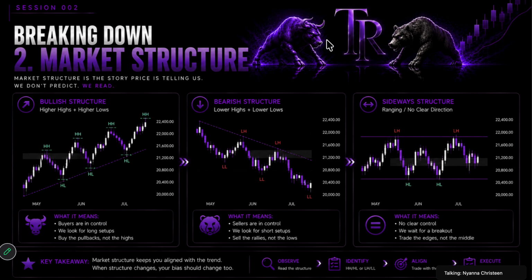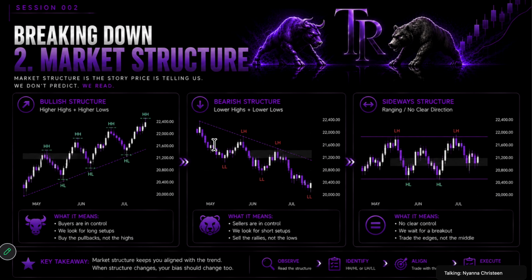And it's the opposite for sales. When sellers are in control, we look for sales. So when price pulls back, we sell high. So we get in at the highest point for the continuation lower. So buy low, sell high. That is market structure.